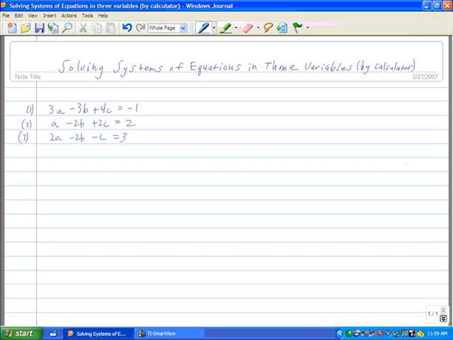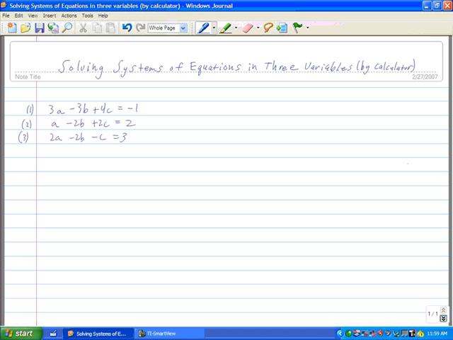Going to show you a way to solve systems of equations in 3 variables using the TI-84 calculator. And of course this technique will work just fine for 2 equations and 2 variables as well. But since solving 3 equations and 3 variables requires a little bit more, I'm going to show that first.